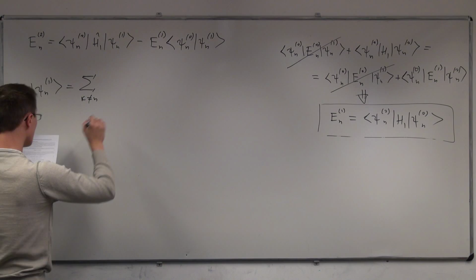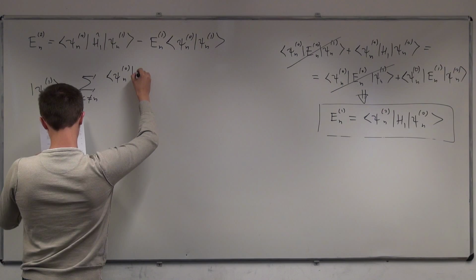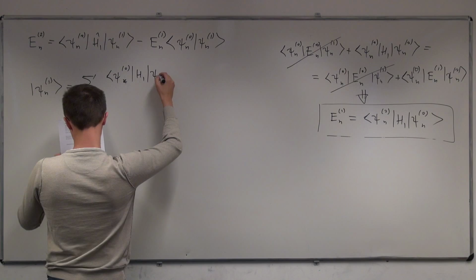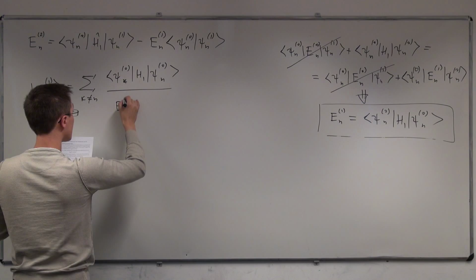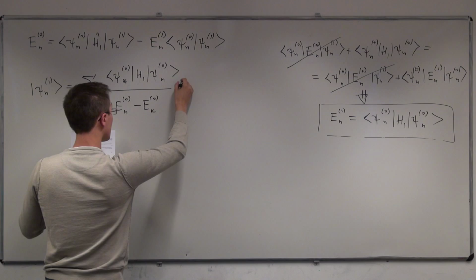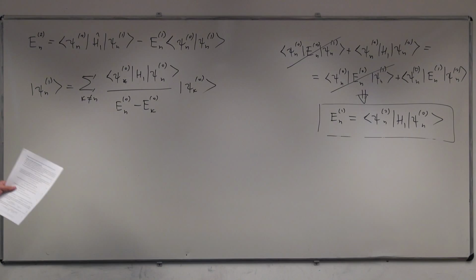k that's not equal to n, psi 0 n, in this case k, h1 psi 0 n, divided by the energy difference in the unperturbed system, E n minus E 0 k, times psi k 0. After we plug this into here, and do the various simplifications, the result then for the total energy, so I put the first order and the second order correction in, is the following.